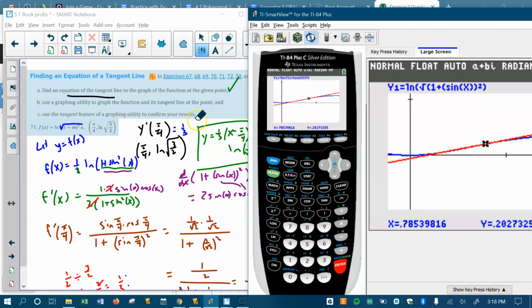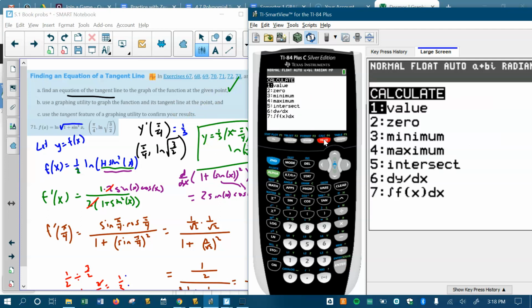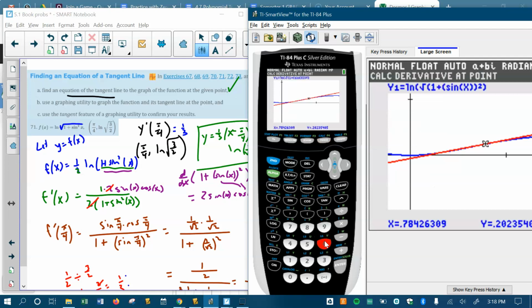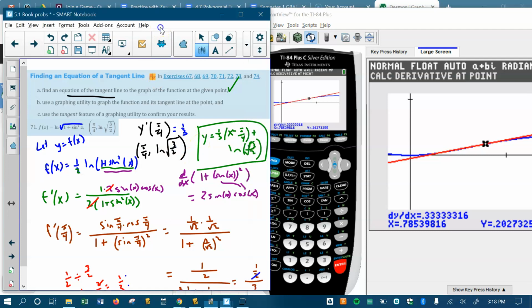It says use the tangent feature of a graphic utility to confirm your results. So let's do that. We got second and calc, and let's do 6, because that's the derivative one. And let's type in pi over 4. So second pi divided by 4 equals, and right here tells you that this is going to be 0.33333, which is 1/3. So we're good. That's 71, guys.